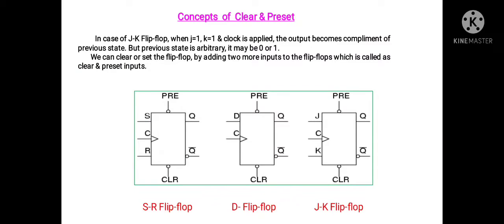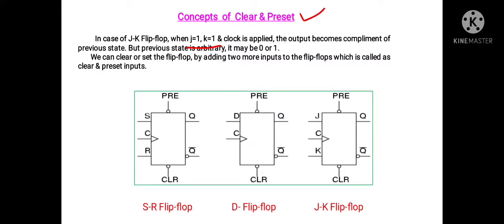Now let's discuss the concept of clear and preset. In case of a JK flip-flop, when J and K are both 1 and the clock is applied, the output becomes the complement of the previous state. But the previous state is arbitrary. That means it may be 0 or 1 at that particular instant.